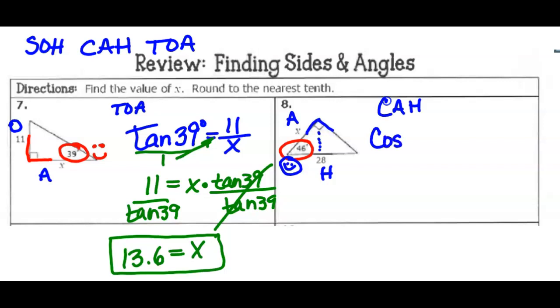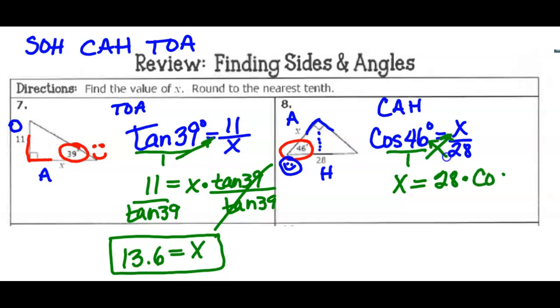So we set up the cosine of 46 degrees equals A is x over h, which is 28. Now this time the x is on the top. So when we go to cross multiply, we have 1 times x is just x, and then going this way, we get 28 times the cosine of 46.